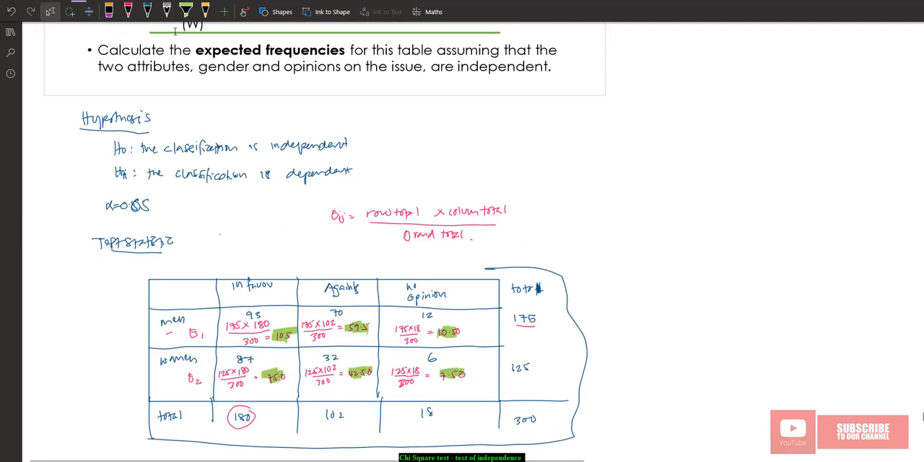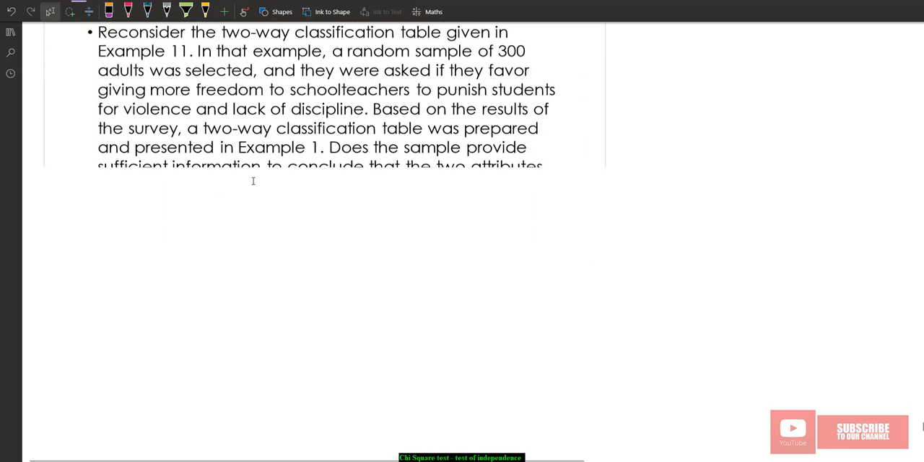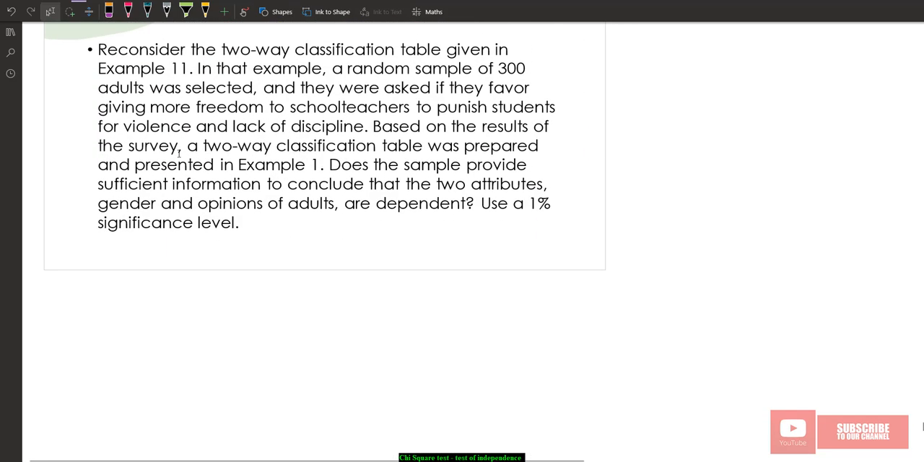For example number 11, I just showed you how to calculate the expected frequency. So now, for example number 12, reconsider the two-way classification table in example number 11. In that example, a random sample of 300 adults was selected and they were asked if they are in favor of giving more freedom to school teachers to punish students for violence and lack of discipline. Based on the result of the survey, a two-way classification table was prepared and presented in example number 11.